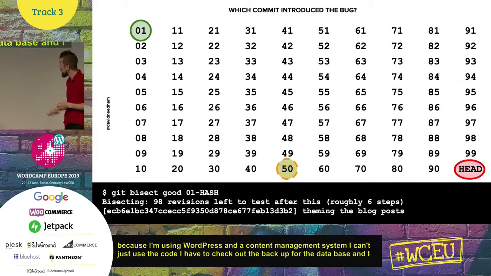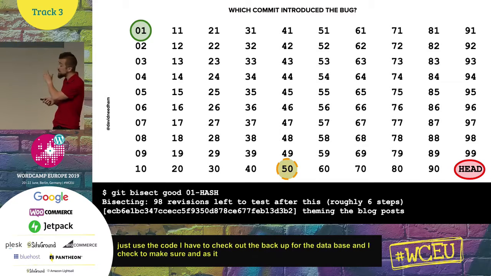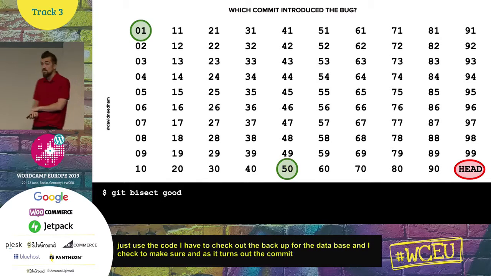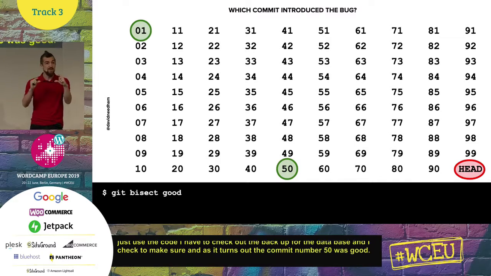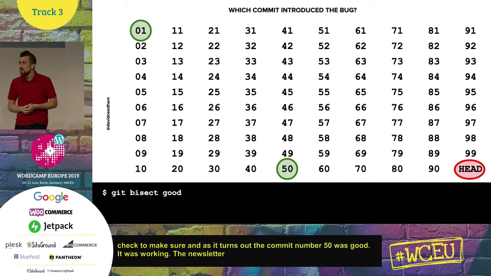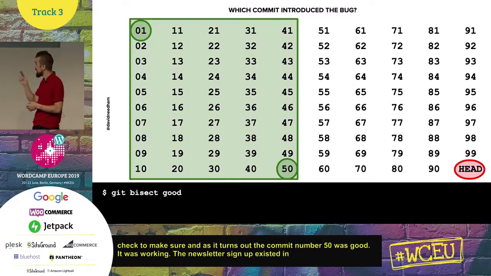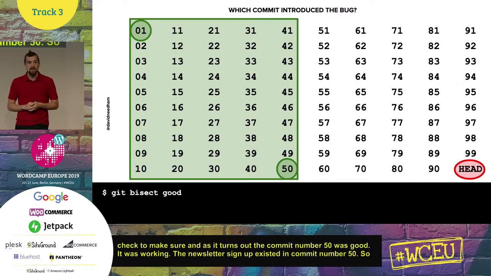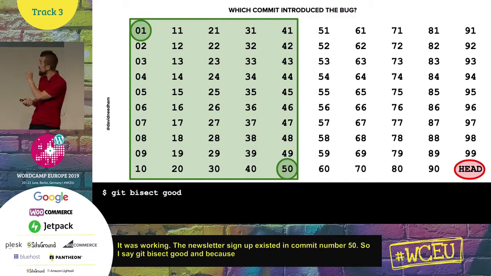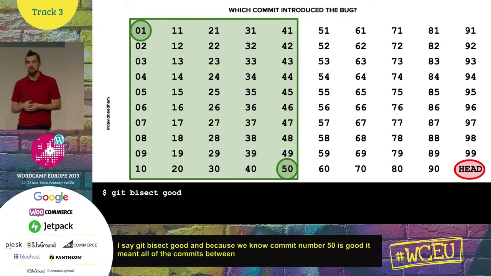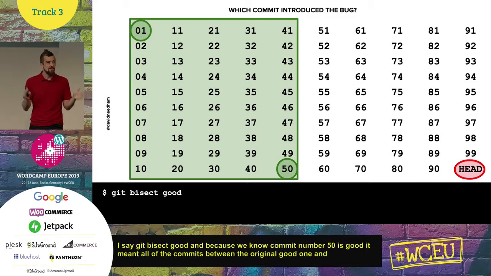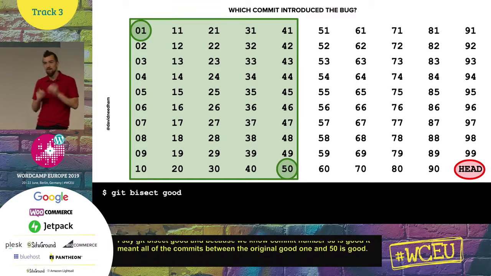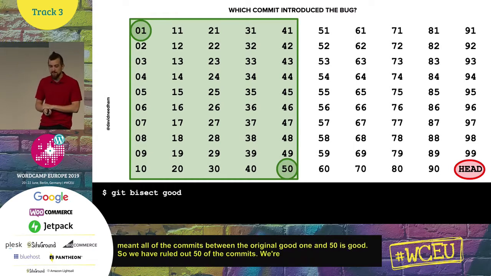And as it turns out, commit number 50 was good. It was working. The newsletter sign-up existed in commit number 50. So I say git bisect good, and because we know commit number 50 is good, it meant all of the commits between the original good one and 50 were good. So we have already ruled out 50 of the commits. We're that much closer to finding the one responsible.